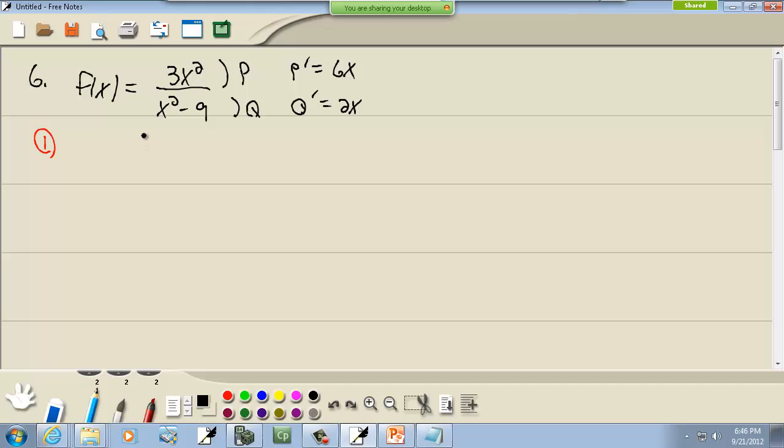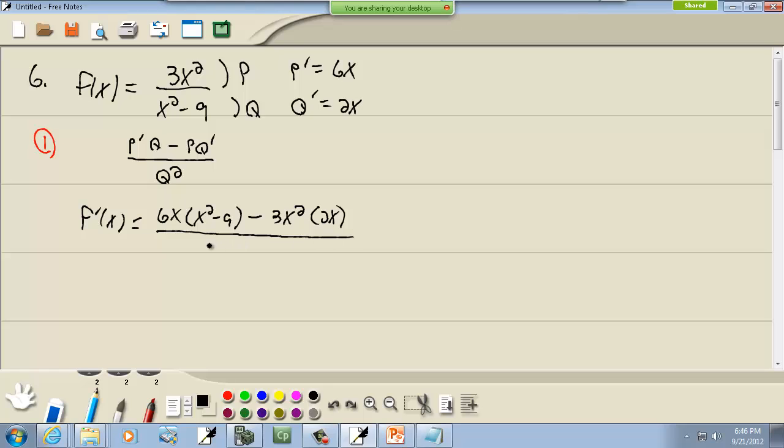Negative 9 drops away. Our formula is P prime Q minus P Q prime over Q squared. So for our derivative, we said P prime was 6x. Q we said was x squared minus 9. Minus P, which is 3x squared, times Q prime, which was 2x, over Q squared. Let me double check myself here. P prime times Q minus P times Q prime.